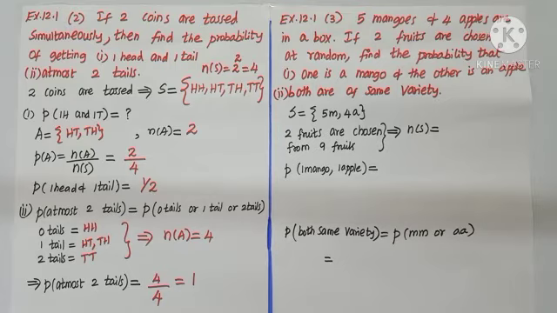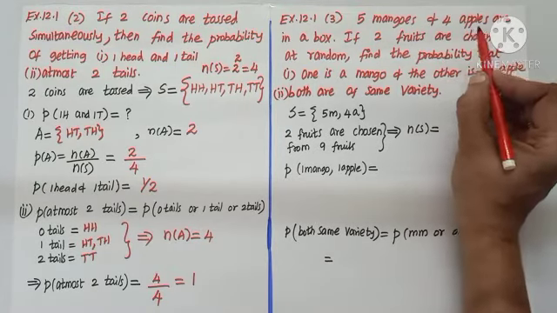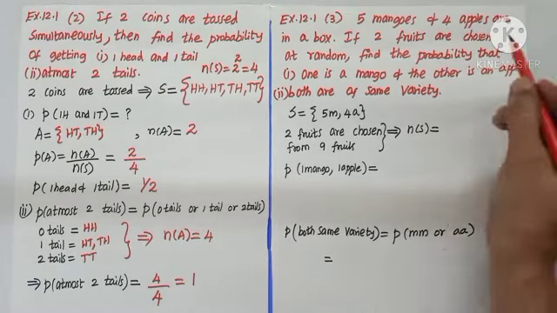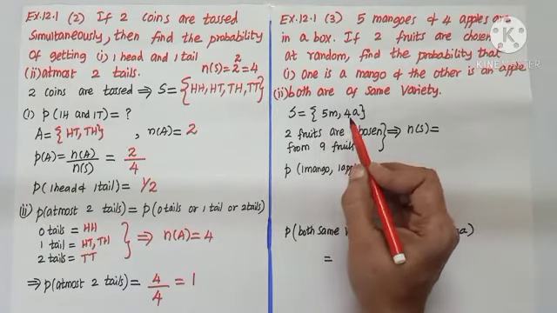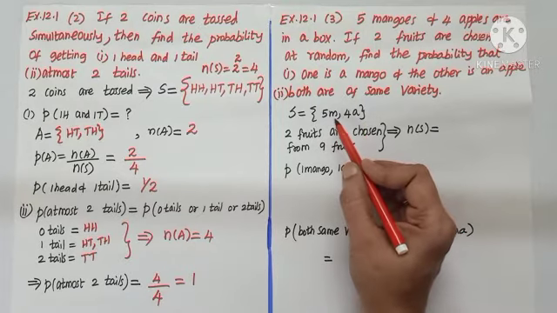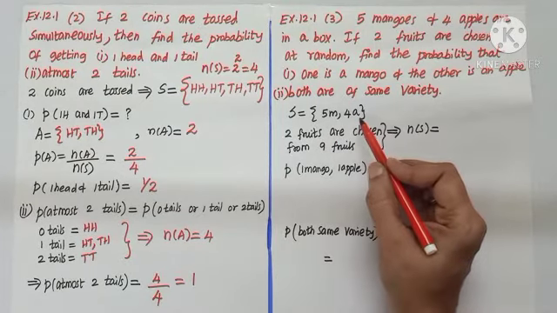Question number 3. 5 mangoes and 4 apples are in a box. As I read the question, let me write 5 M and 4 A. M stands for mango and A stands for apple.